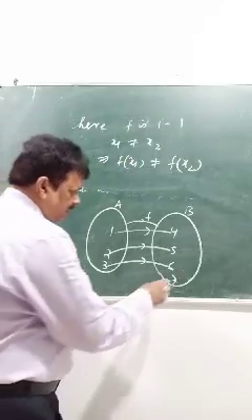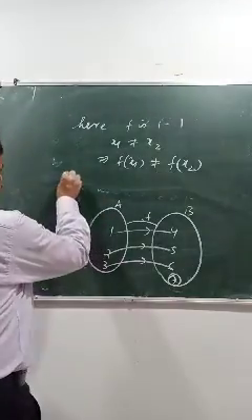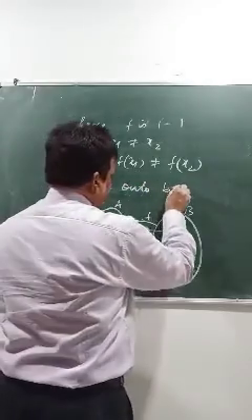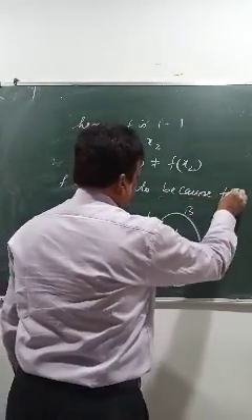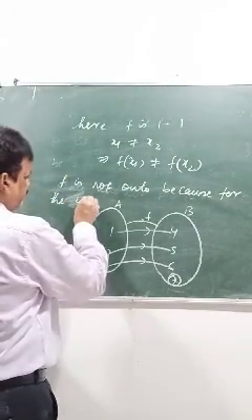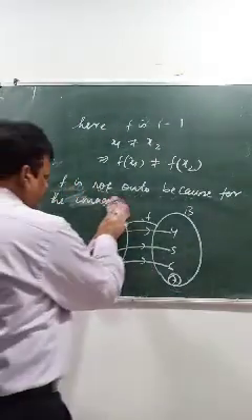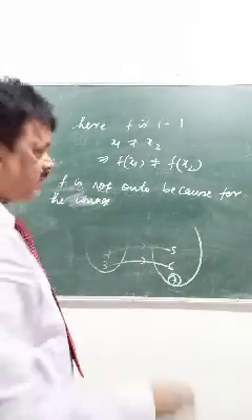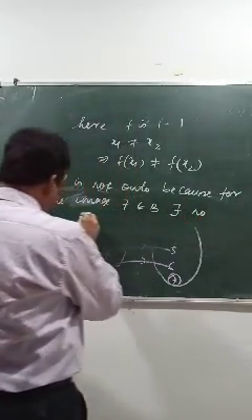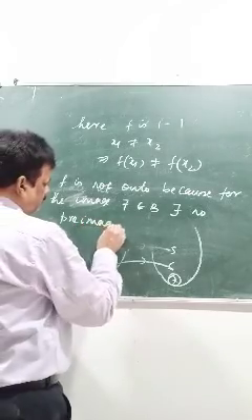What about onto? Now this is not onto because 7 is left out here. So you can say here f is not onto because for the image 7 belongs to B, there exists no pre-image in A.